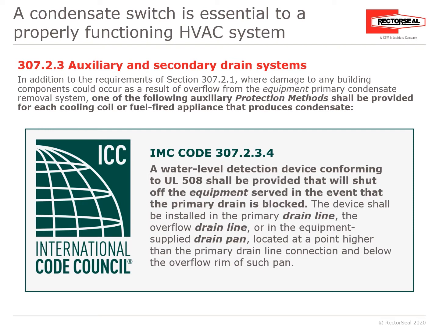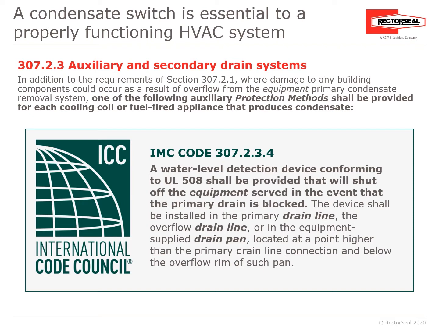In fact, the International Code Council, the ICC, provides the language in the International Mechanical Code 307.2.3, Auxiliary and Secondary Drain Systems. It reads: in addition to the requirements of Section 307.2.1, where damage to any building components could occur as a result of overflow from the equipment primary condensate removal system, one of the following auxiliary protection methods, that is, the condensate shutoff switches, shall be provided for each cooling coil or fuel-fired appliance that produces condensate.